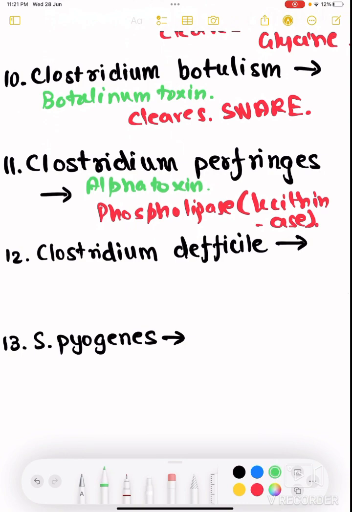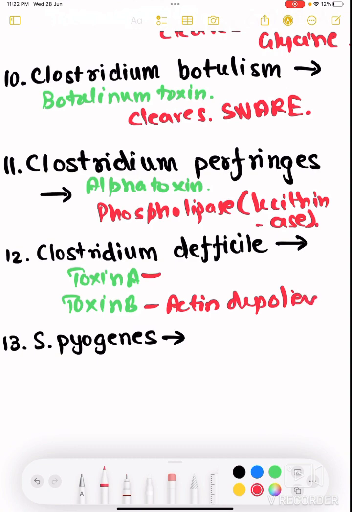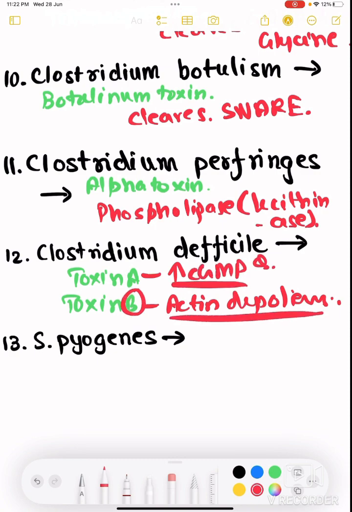Now coming to Clostridium difficile. Clostridium difficile causes pseudomembranous colitis. Right. So it has two toxins, toxin A and toxin B, and they have different mechanisms. Toxin B mainly causes actin depolymerization. Right. And toxin A increases cyclic GMP. Right, this is important. Toxin B causes actin depolymerization and toxin A increases the cyclic GMP.